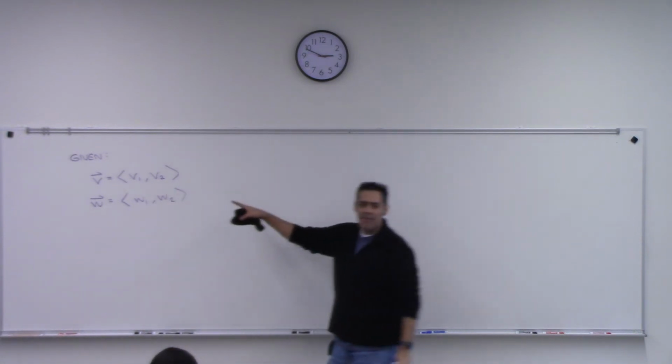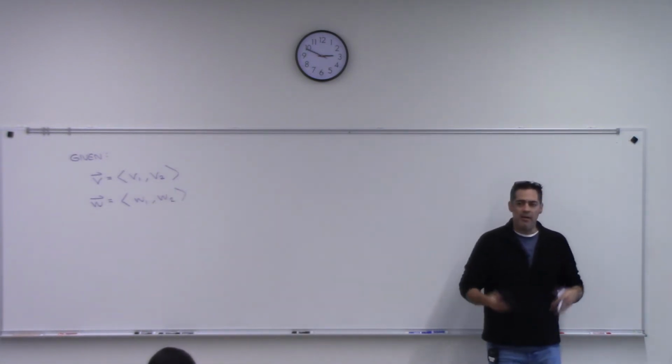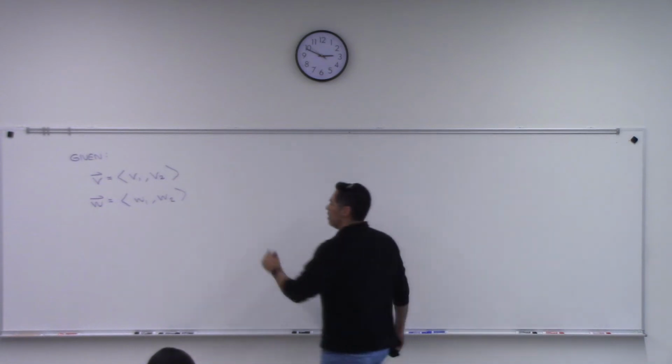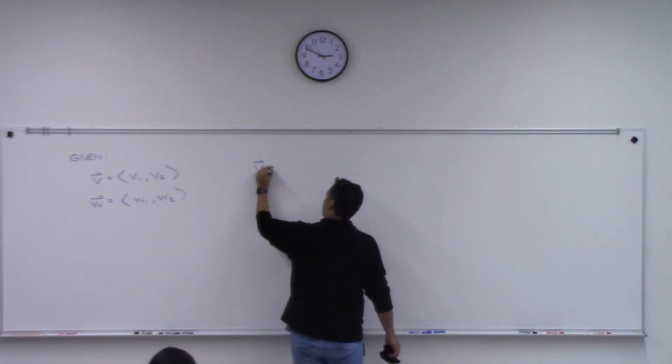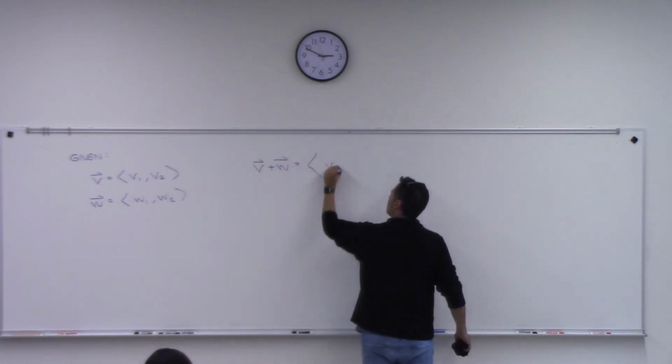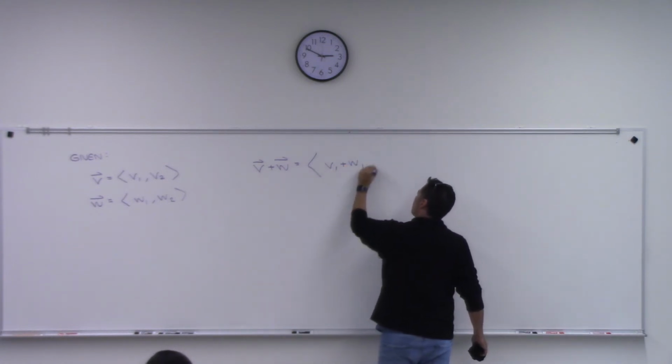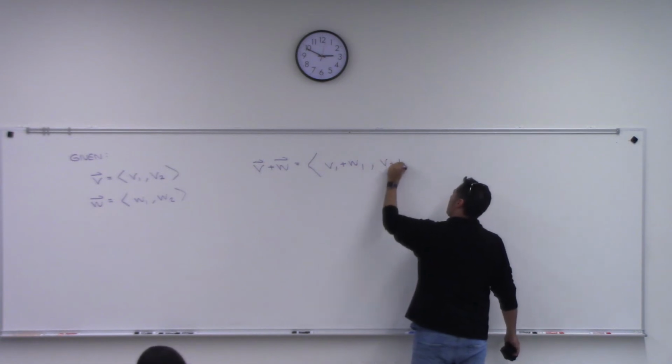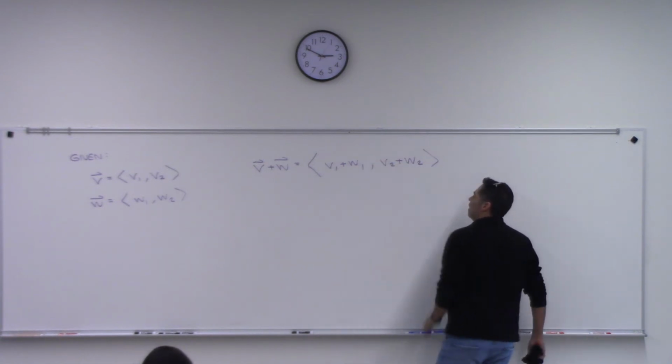If I want you to add those two vectors together, I've got really good news for you. It's very simple to do. If I take v and I add w, all you do is you add the components. Add the x components, add the y components, and you're done.